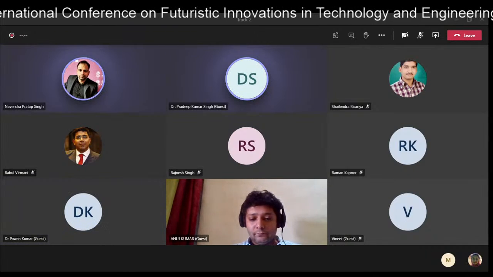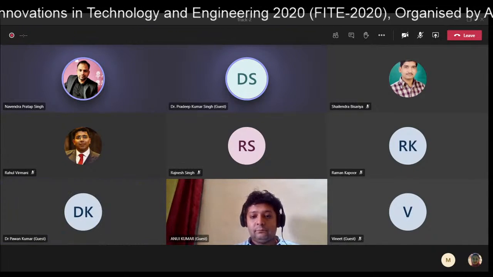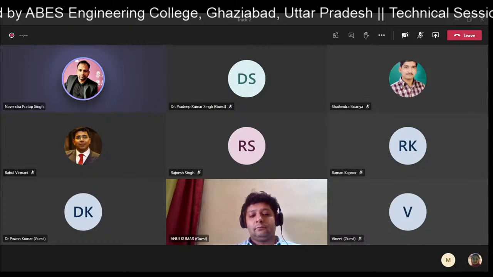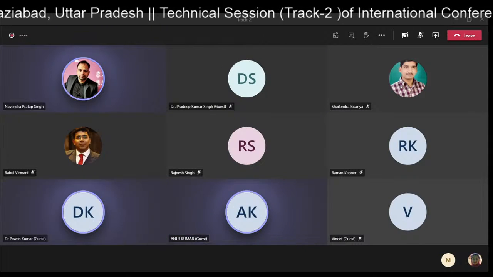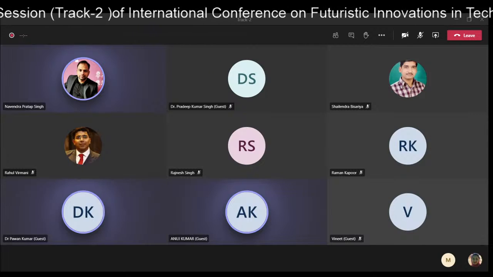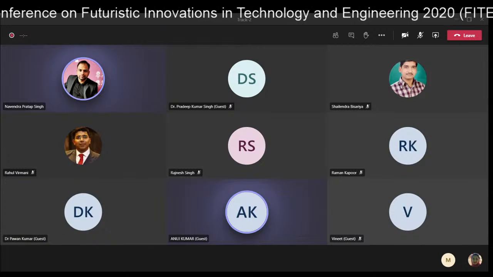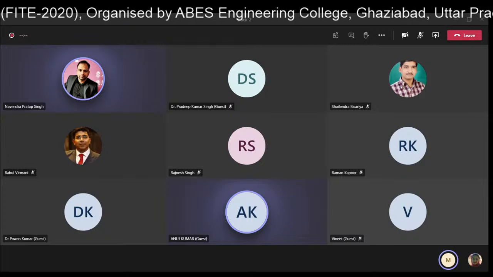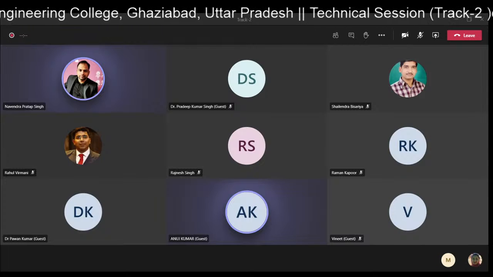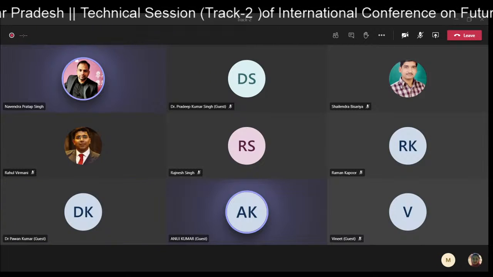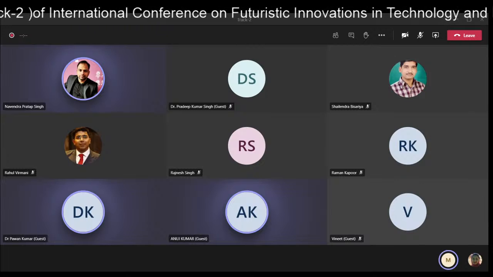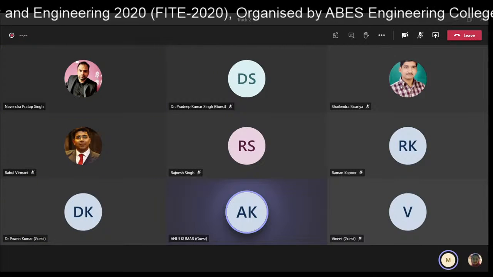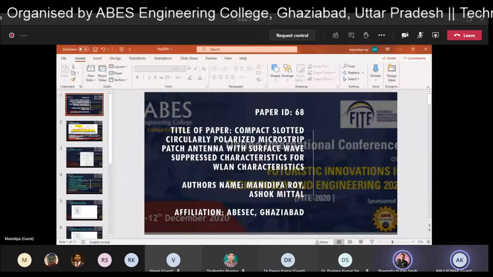Okay. Miss Mandeepa, are you there for paper ID 68? Paper ID 68 is by Miss Mandeepa Roy and Mr. Ashok Mittal for compact slotted circularly polarized microstrip. So are you there, ma'am? Yes, sir. Are you going to present on your screen? Yes, sir. My PPT is visible. Can you please check it? Yes, ma'am. It is visible. You may go ahead.